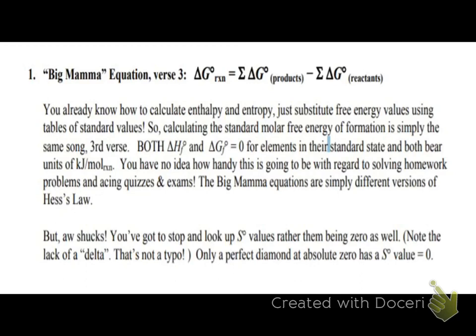Also, for both, we looked this up in our table. For elements, both delta H and delta G are 0, okay? The only thing that's not is entropy. So basically, entropy is the oddball out, right? It's the only one in a different unit. It's the only one that's a different sign. It's the only one that's not zero. So entropy is a weirdo. It's chaos. Or it's unique, however you want to look at it. Okay?